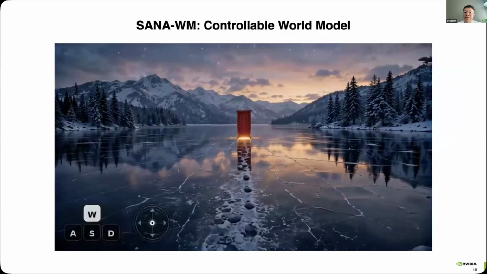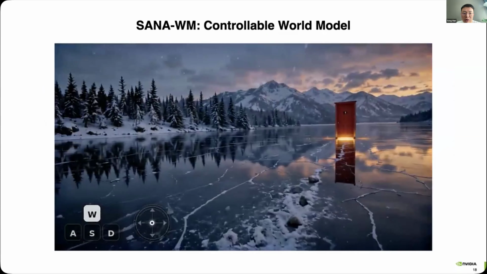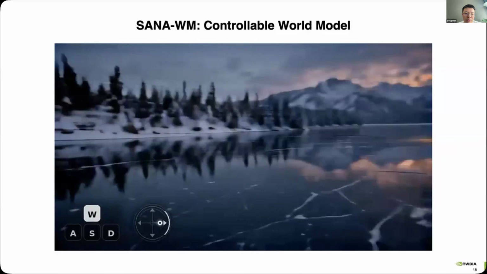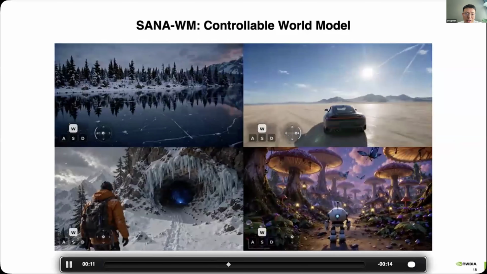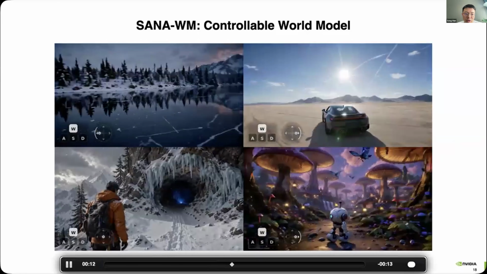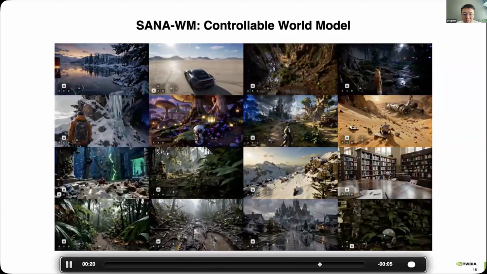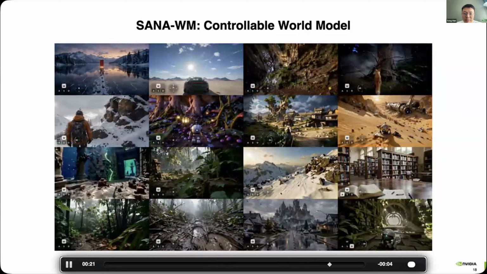And recently, we also extended the Sana project to build this Sana world model, the controllable world model. You can go with different degrees, go forward, backward, left, and right, and tilt and rotate. So we can accurately model the world across different scenarios. And how do we achieve it?